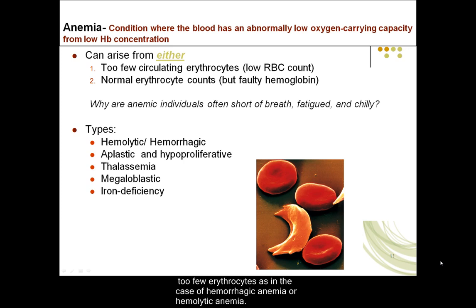Anemia can also result from having too few erythrocytes, as in the case of hemorrhagic anemia or hemolytic anemia. Hemorrhagic anemia results from blood loss, either acute or chronic from ulcers or heavy menstrual flow, and hemolytic anemia results from the rapid destruction of red blood cells.